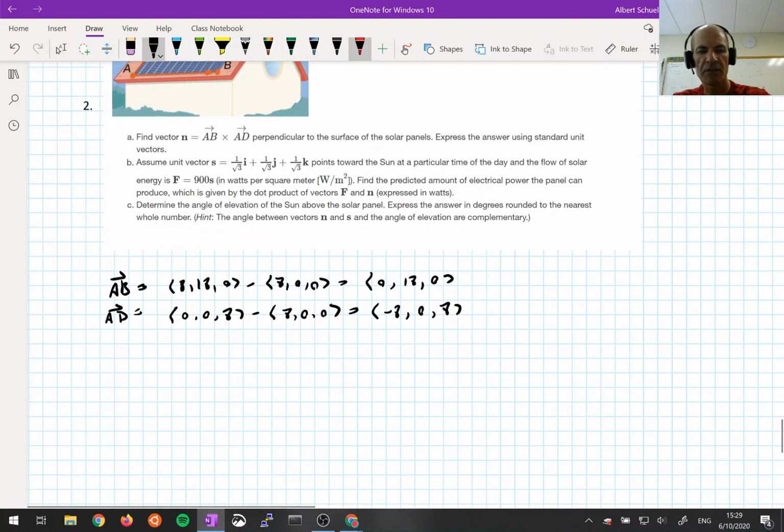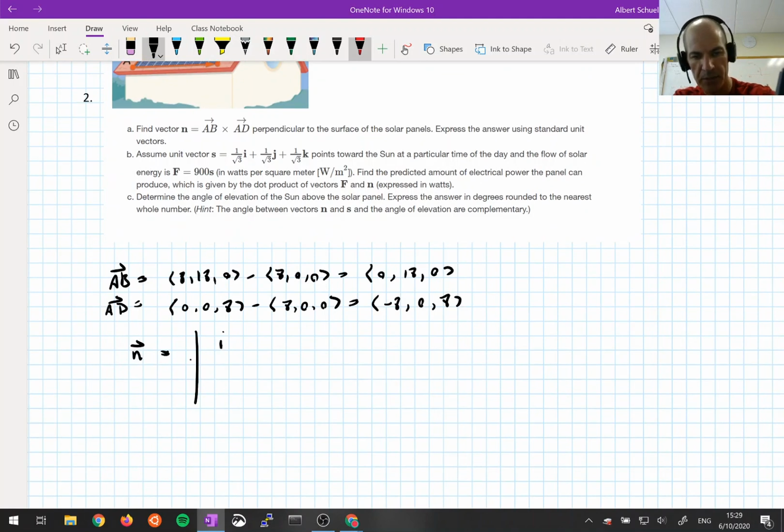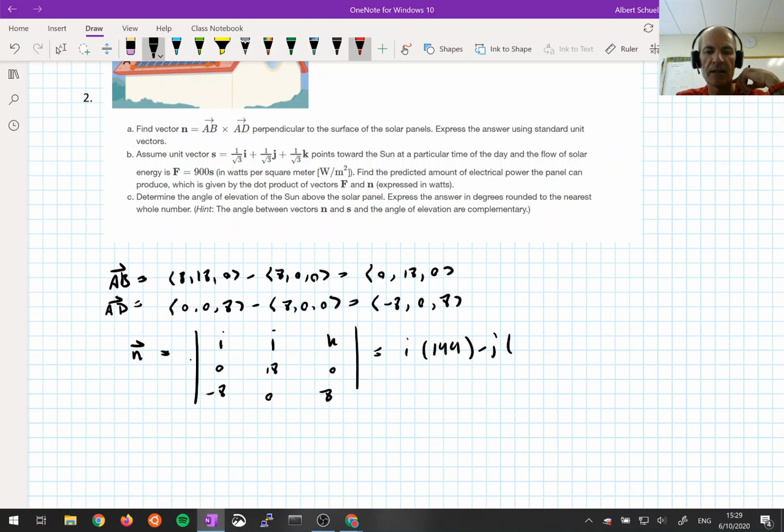All right, we want to find the cross product. N is going to be the cross product of these two vectors. Back to our determinant mnemonic. The order is AB cross AD, so we'll take AB first, 0, 18, and 0, and AD, negative 8, 0, and 8. We do this cross product: i times the quantity 8 times 18. I actually did this one in advanced too, so 8 times 18 is going to be 144. Minus j times the quantity, I get 0 minus 0, which is 0, plus k times the quantity 0 minus a negative 144, so 144. And so our normal vector, our perpendicular vector, in component form is 144, 0, 144.